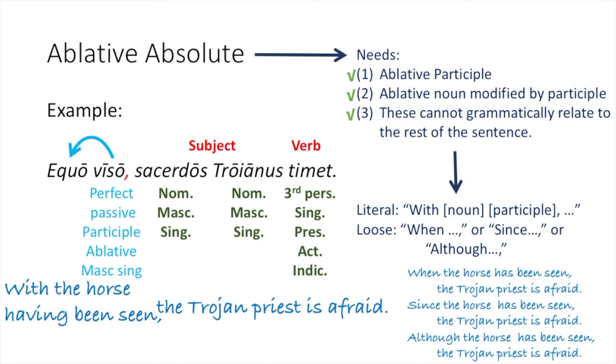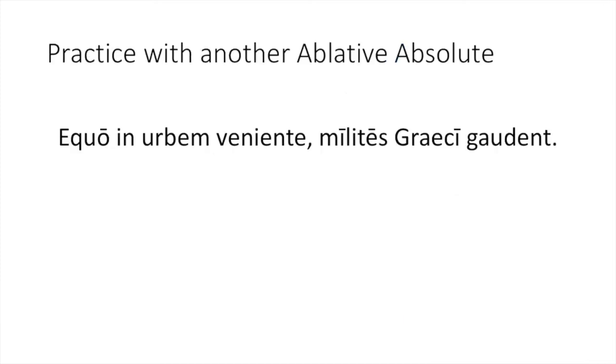So once you have all of your notes about this sentence written down, let's continue on to another sentence where you'll get to practice with an ablative absolute. Okay, you get to practice translating the sentence equo in urbem veniente milites Graeci gaudent. So pause the video, translate it, and then we'll check it together.